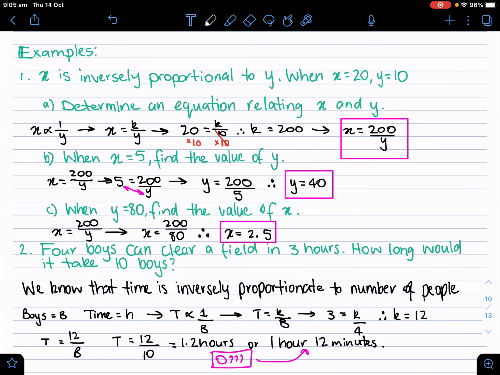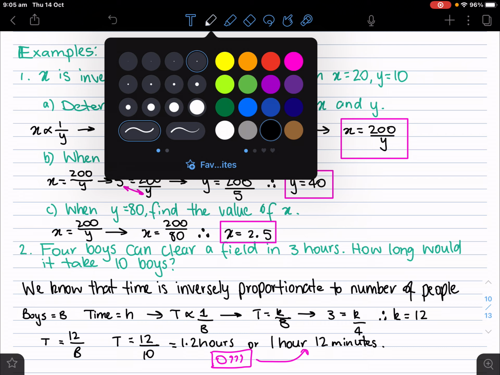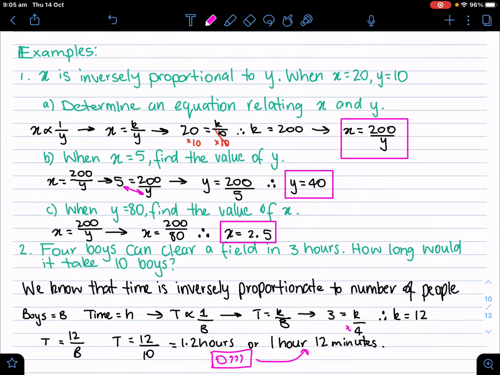Use equations to get K by itself. So it's going to be times 4 times 4. So now K is going to be 3 times 4, which is 12. Write my universal formula. Time equals 12 over boys. Then we sub in 10 boys because that's what the question is asking. How long would it take 10 boys? 12 divided by 10 is 1.2 hours.